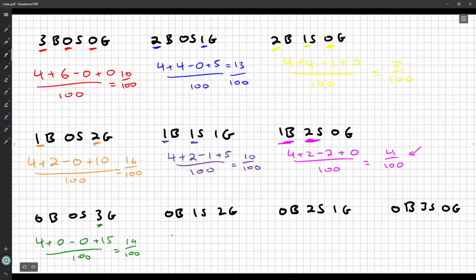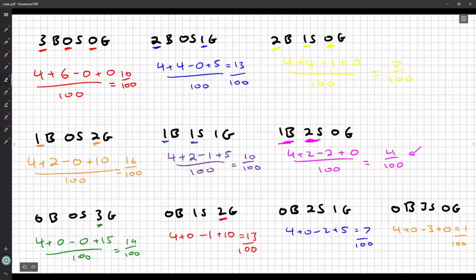Okay, and then 4 plus 0 minus 1 plus 5 times 2 is 10. So that's going to be 13 out of 100. 4 plus 0 minus 2 plus 5. That's going to be 7 out of 100. 4 plus 0 minus 3 plus 0, that's going to be 1 out of 100.